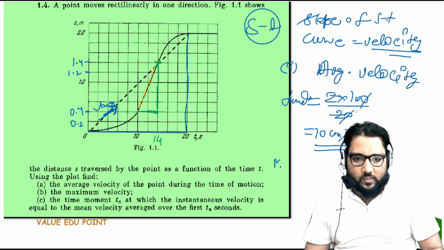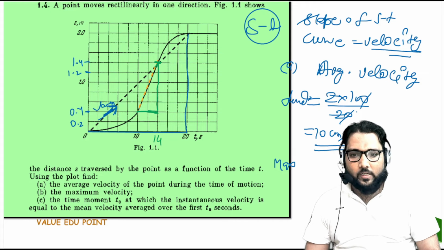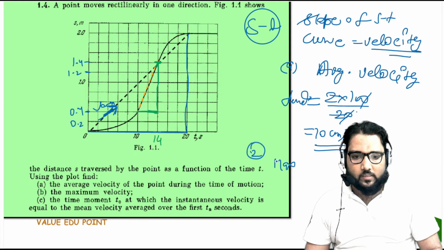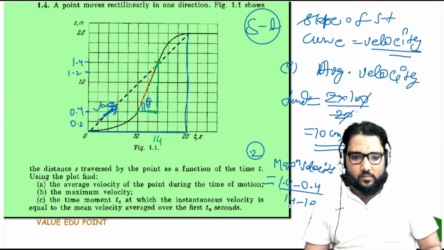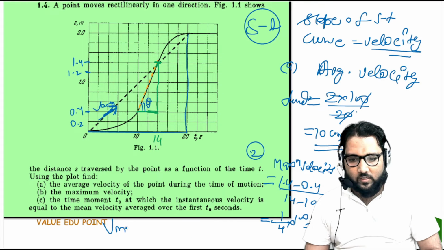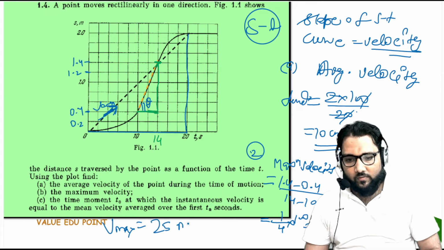Okay guys, so now the maximum velocity, the second part. The maximum velocity is equal to this height. We have to calculate this tan theta. So the height is 1.4 minus 0.4 divided by 14 minus 10. When you solve this, 1 upon 4 multiplied by 100, so the maximum velocity will come out to be 25 meter per second.